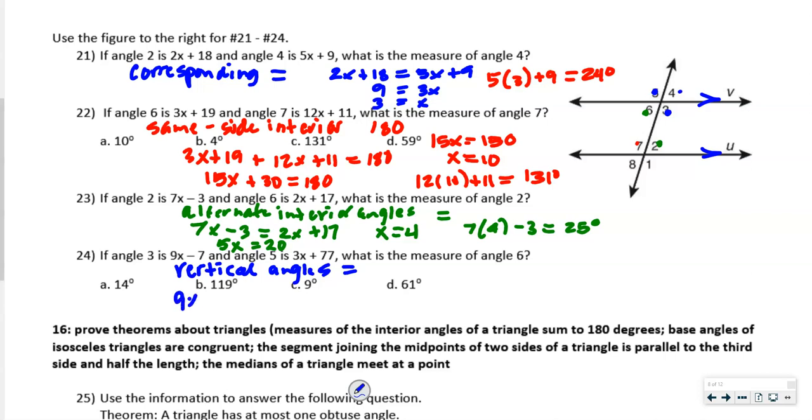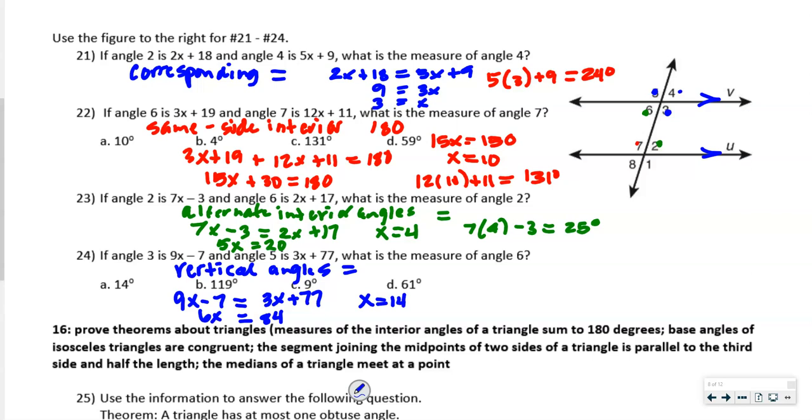So we're going to do 9x minus 7 equals 3x plus 77. Subtract 3x from both sides. So that's going to give me 6x on the left. And then we're going to add 7 to both sides. That's going to give me 84. And then 6 goes into 84 14 times. So x is equal to 14.